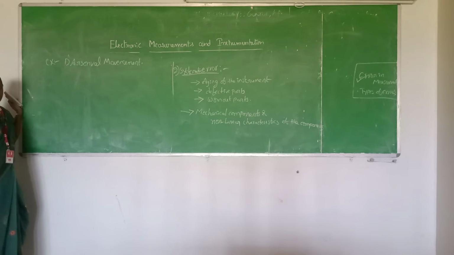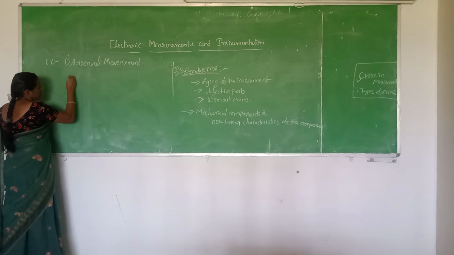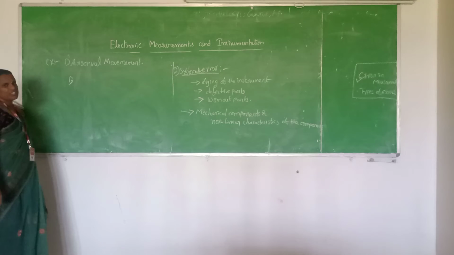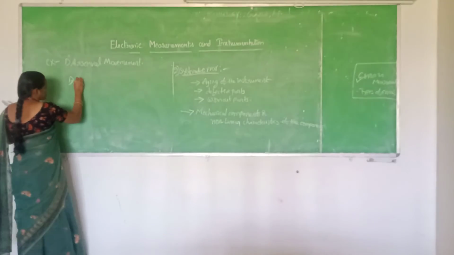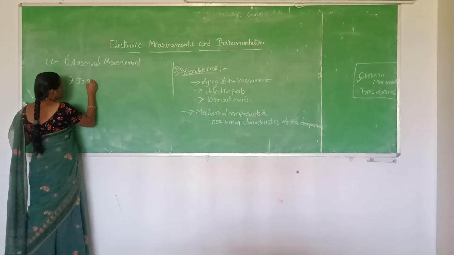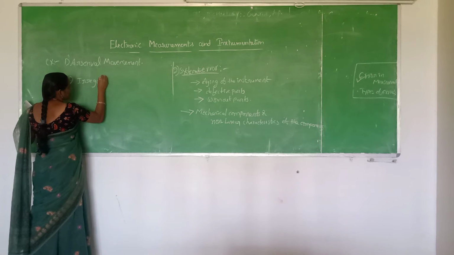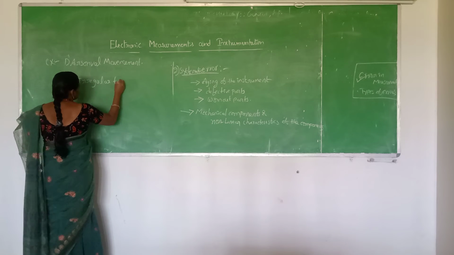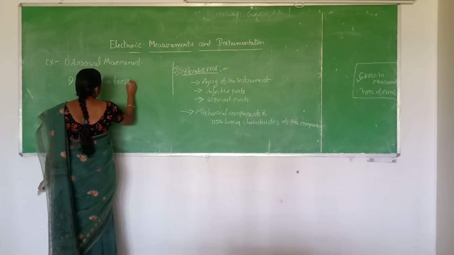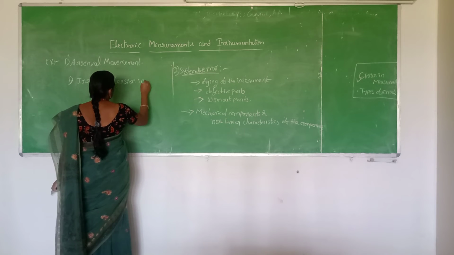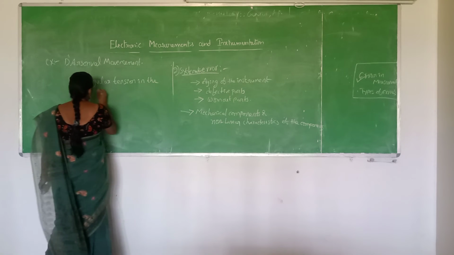So if we take this movement, what are the systematic errors which occur in it? In this, the first one is due to irregular tension in the spring.